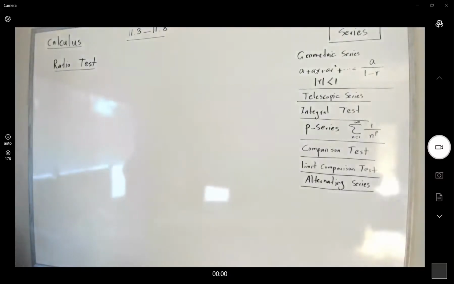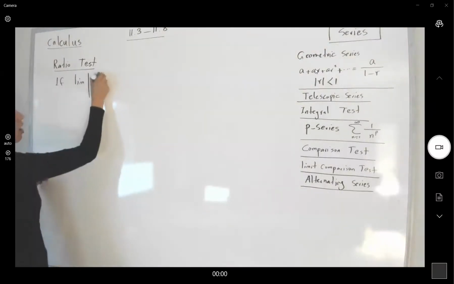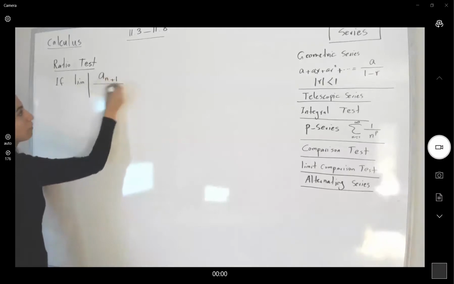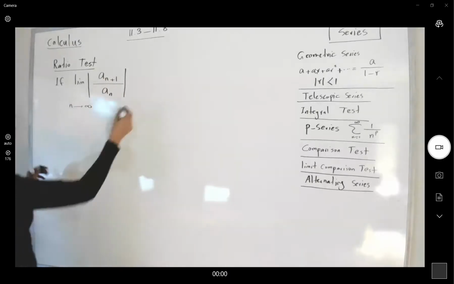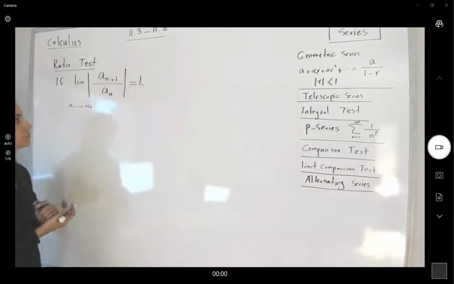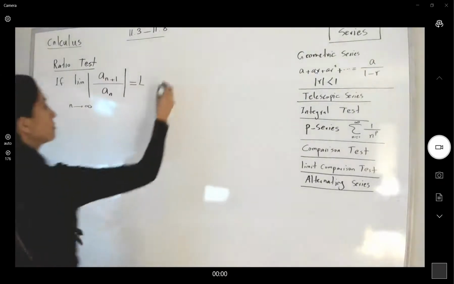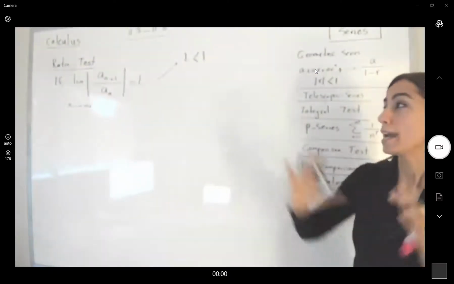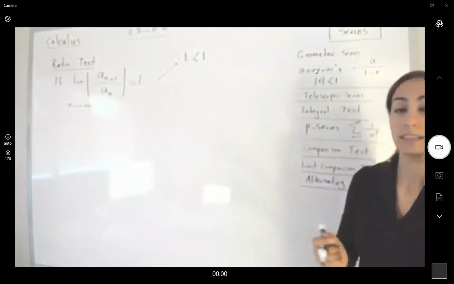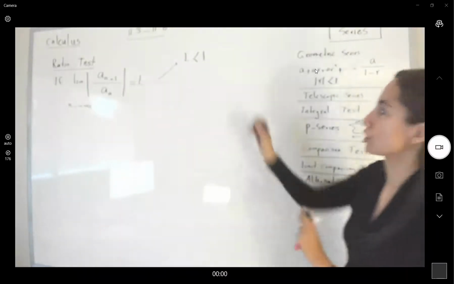Ratio test says if the limit of absolute value of a sub n plus 1 divided by a sub n as n approaches infinity is equal to L. If this L is less than 1, so if you take the limit and that limit is equal to L and that L is less than 1, then you say that your series is absolutely convergent, so it is convergent.